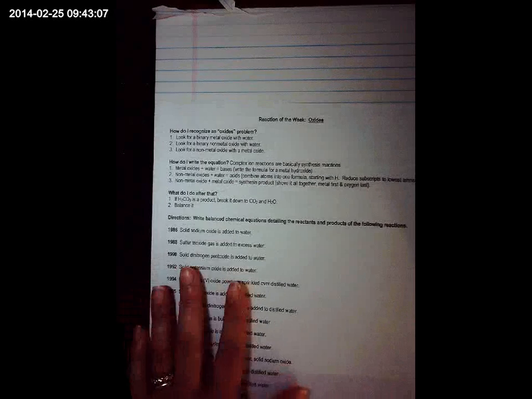Reactions of the week. Yay. These are actually really easy. We're going to do oxides with water. And the rules are actually pretty straightforward. We're going to do metal oxides with water, non-metal oxides with water, and metal oxides with non-metal oxides. The rules are here in the middle.